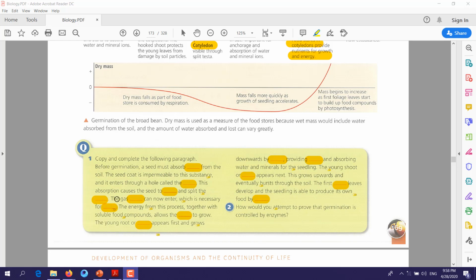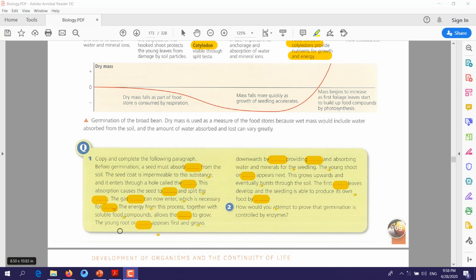The gas dash can now enter. So which gas is needed to go inside the seed? It's the oxygen gas. So oxygen gas is now ready to enter, which is necessary. Why is it necessary? Why does a seed need oxygen? It is needed for aerobic respiration. The energy from this process together with soluble food compounds allow the embryo to grow. The embryo that is inside a seed.